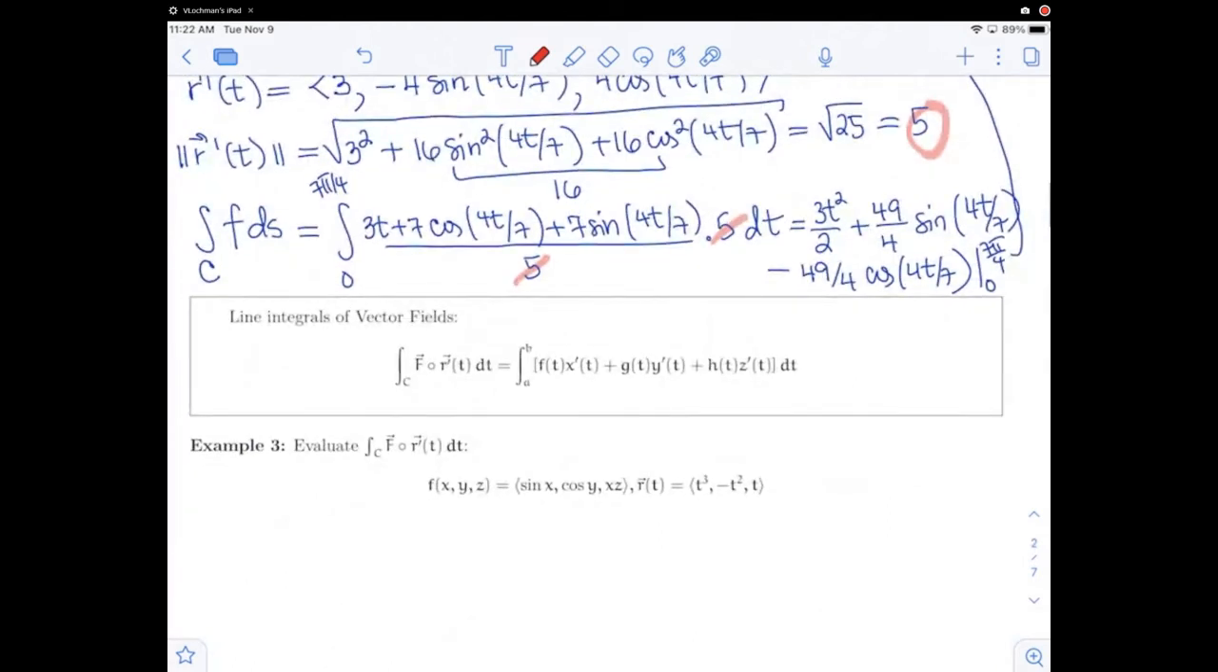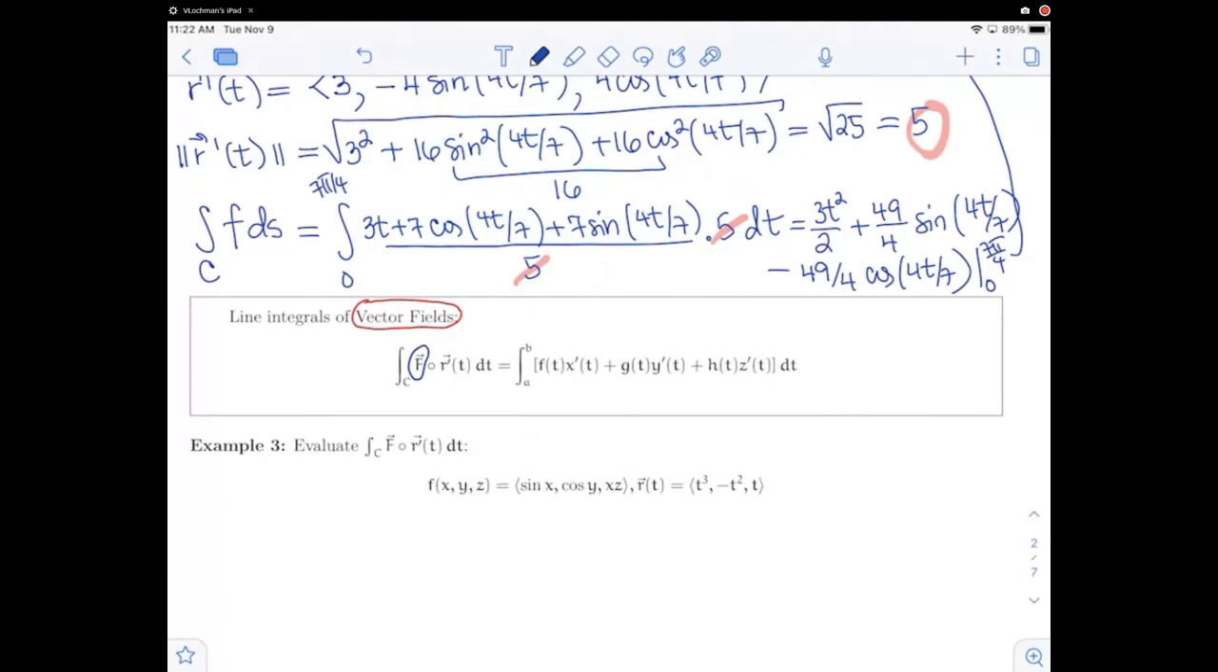Line integrals of vector fields. The fundamental difference now is that we're not integrating a scalar function. We're integrating a vector field, right? So here's your notation right here. F represents a vector field, right?